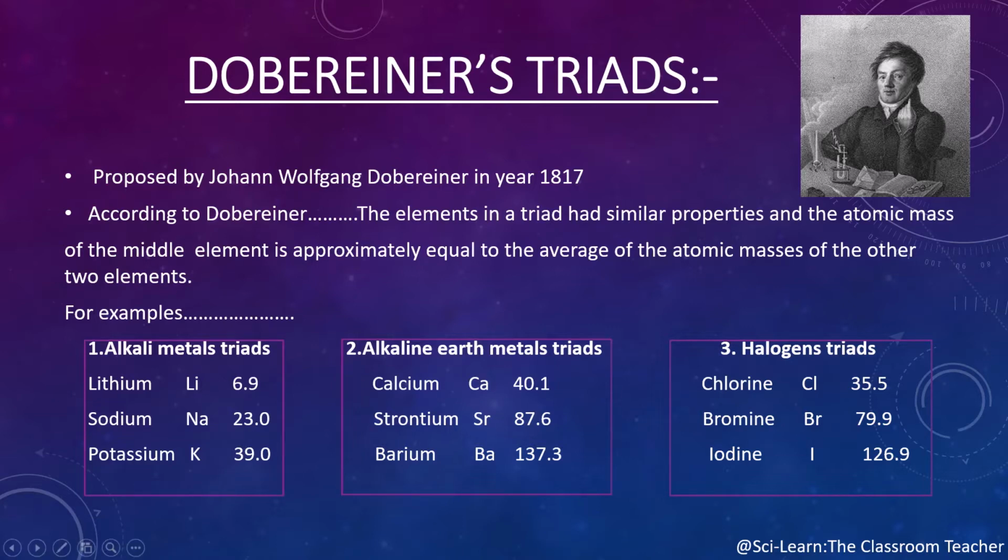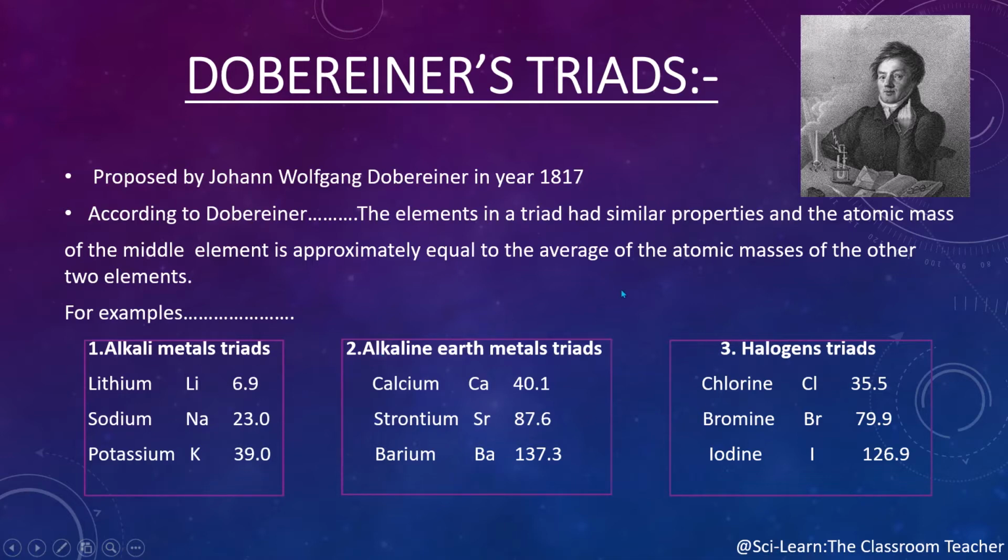The Triad had similar properties. He provided 3 Triads. One is called the alkali metal Triad, one is called the alkaline earth metal Triad, and one is called the halogen Triad. According to him, they had similar properties. Yes, they do. Lithium, sodium, potassium are the alkali metals. Calcium, strontium and barium are the alkaline earth metals. Chlorine, bromine and iodine are the halogens, non-metals. So they are similar in properties.